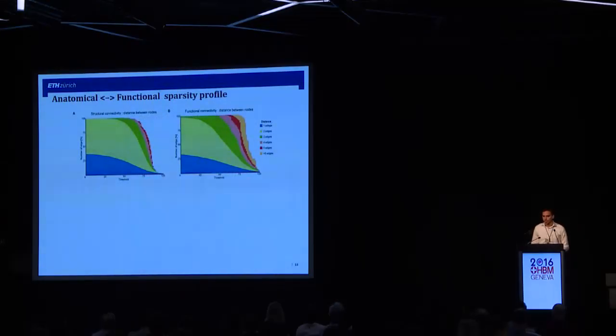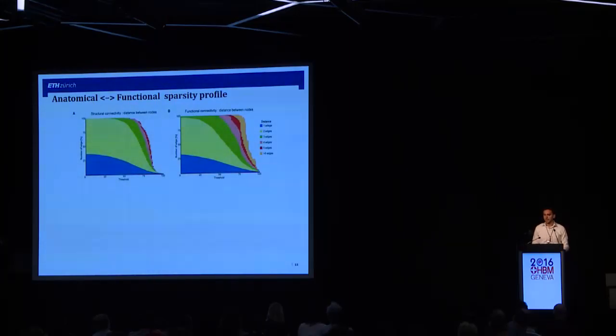Finally, with the help of a graph theory approach, we measured the minimum distance between each of the nodes in our matrices. By doing it with different thresholds, we measured what are called the sparsity profiles for the functional and the structural matrices that you can see here. And you can see that already there is quite some good agreement between the sparsity profiles.